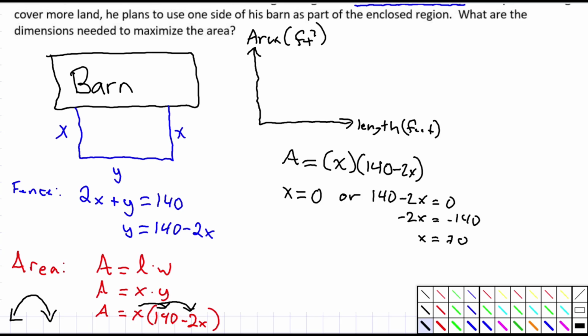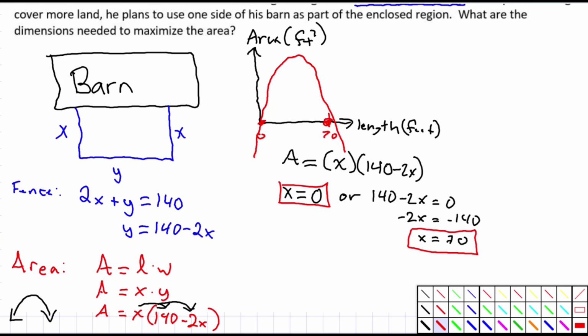So what does this tell us? This tells us our roots. We know our zeros, so we have a 0 at x equals 0. We have another 0 at 70. So that means I have a 0 here, and I'll make another one right here. So this will be at 0 and this is at 70. And I'm going to have some kind of parabola that's going to look like this. Perfect.